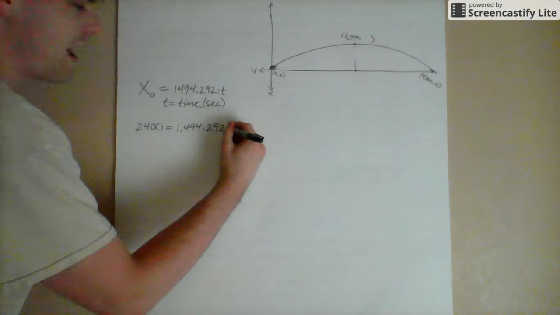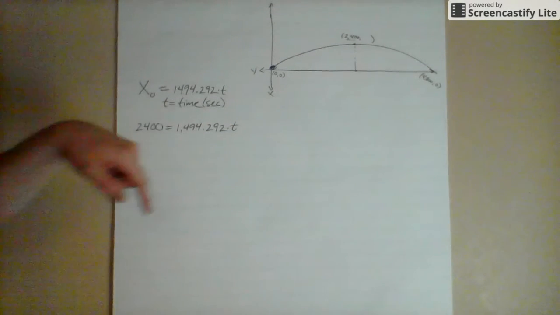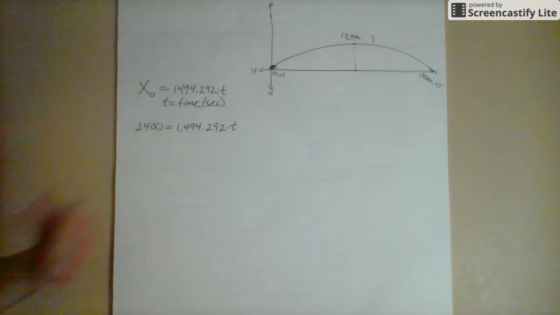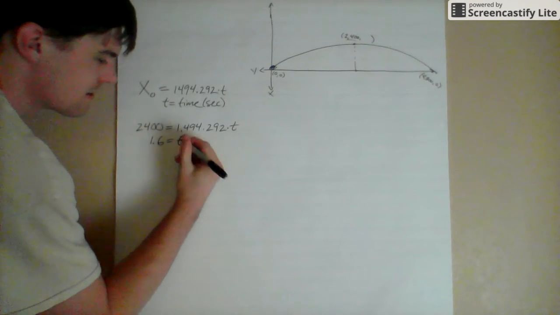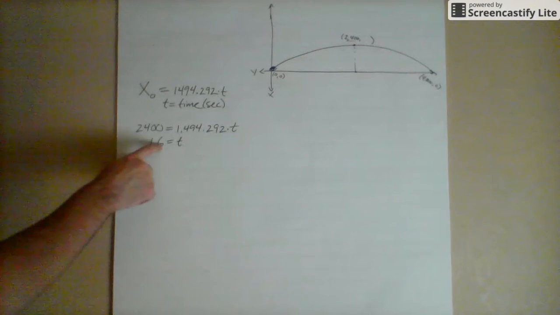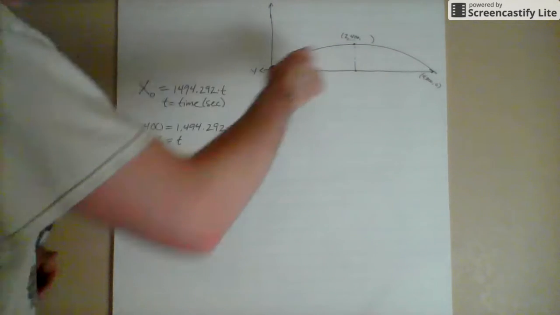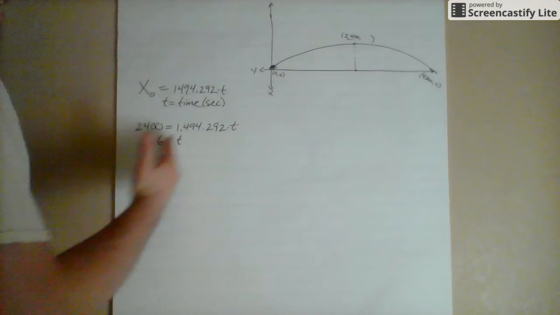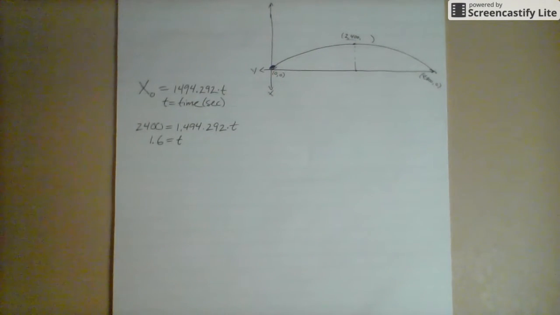And I'm going to find out how long it's going to take to get there by solving for t. So once I've divided both sides by 1,494, I find that t is equivalent to 1.6, roughly. I did a little bit of rounding. So what that means is that at 1.6 seconds, the cannonball will be at that vertex. It'll have made it exactly 2,400 feet over the ground.